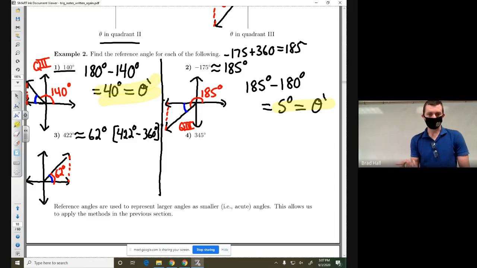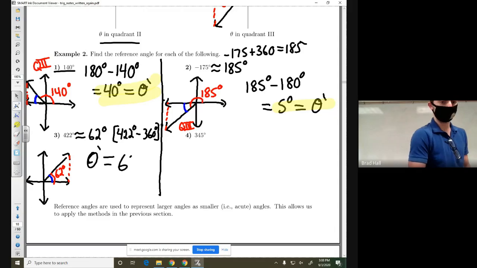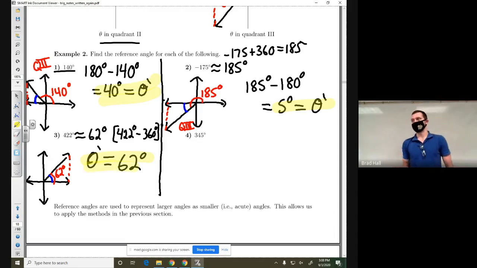It's because we already have an angle that is positive, acute. Before, we didn't have that, and we had to subtract it from 180. Here, we already have a positive acute angle, so we don't have to do anything. The reference angle is 62 degrees. As you can tell, that's the easy one.